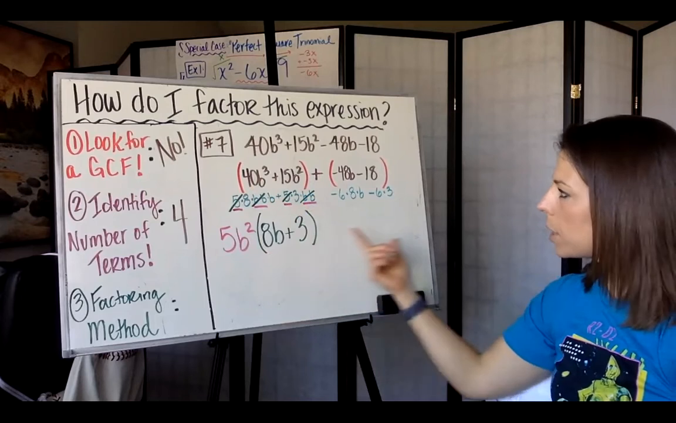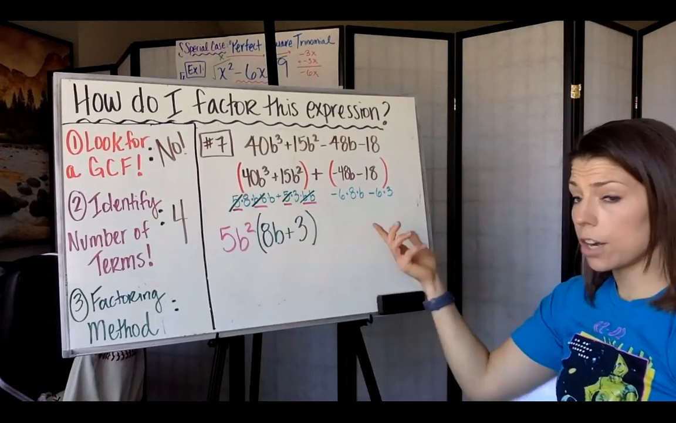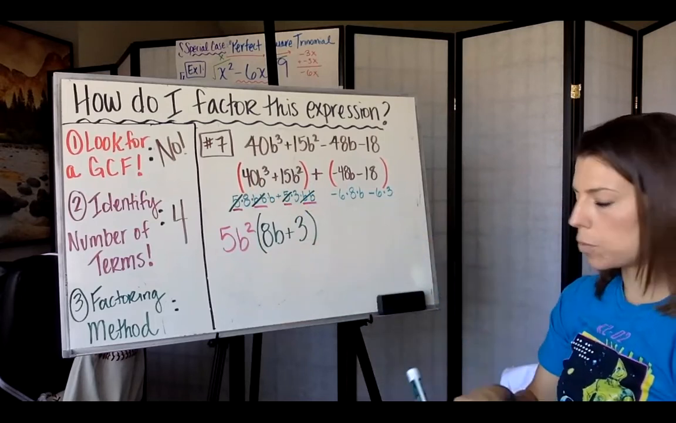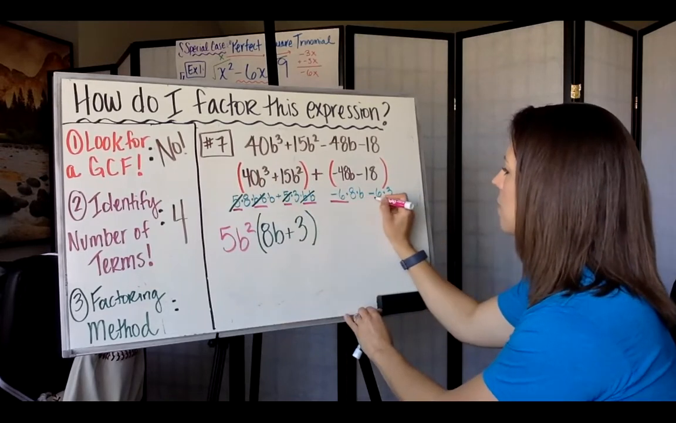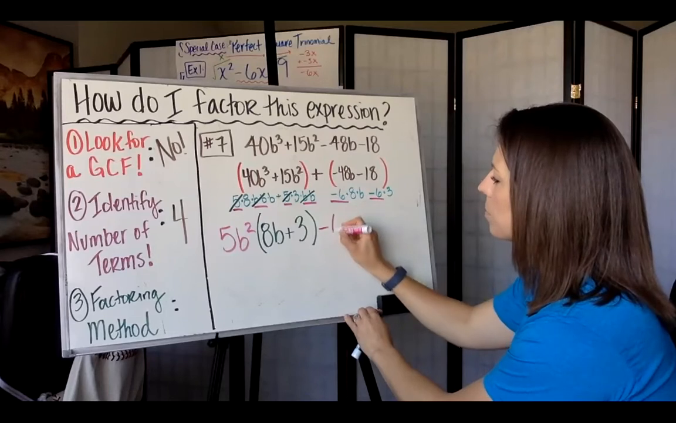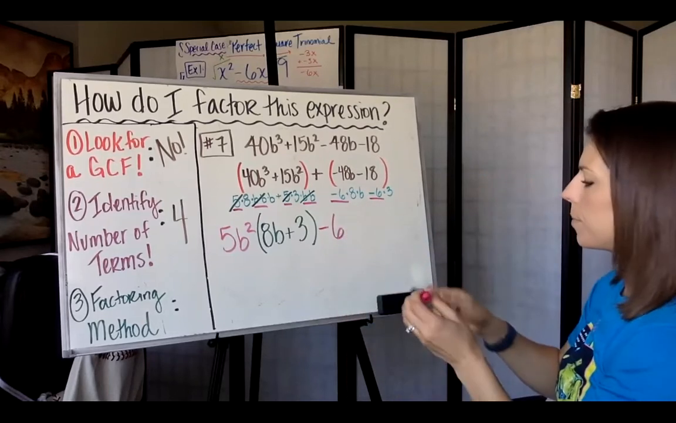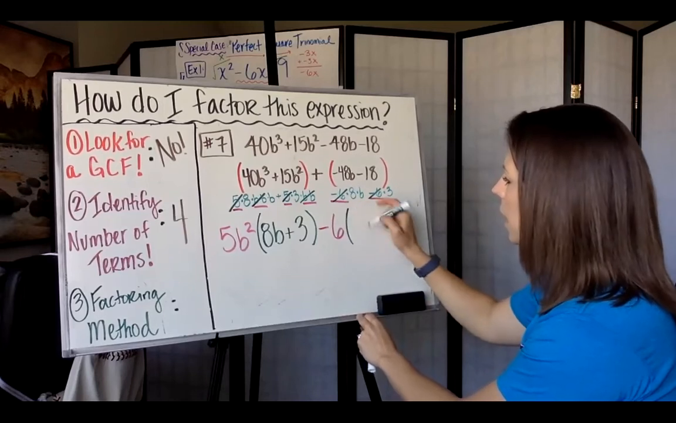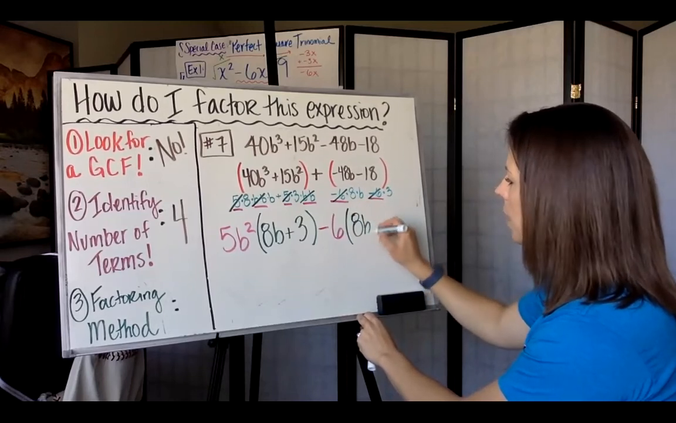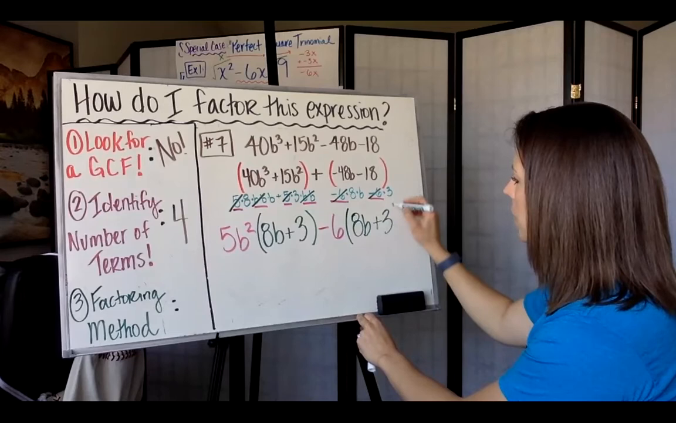So remember, this is the binomial that we're also trying to get over here. If we don't get that common binomial factor, we can't continue. So let's look in the second binomial. They have negative 6 in common. So minus 6, pull that out in front. Once I take that common factor out, I'm left with 8b and a positive 3.